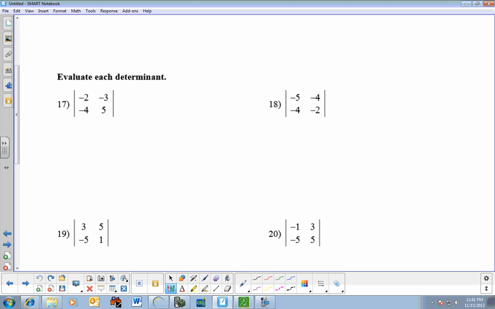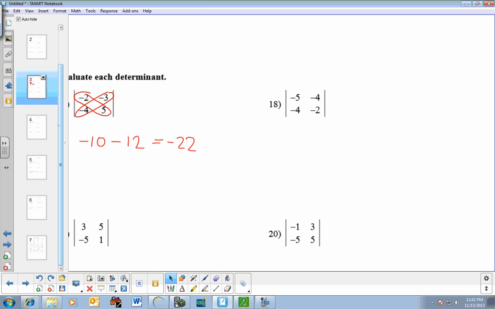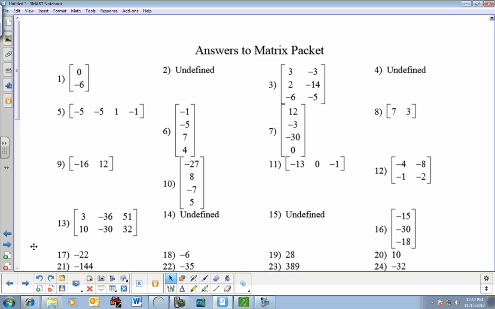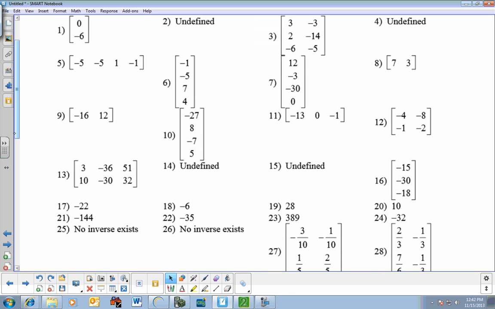For a 2x2, the determinant is this times this minus this times this. All right, so -2 times 5 is -10, minus -3 times -4 is 12. So our determinant should be -22 on number 17. And I've got my handy answer sheet to compare to. Number 17, -22. Right down here. So we got it.